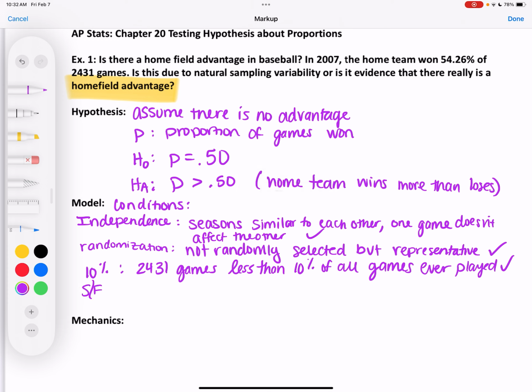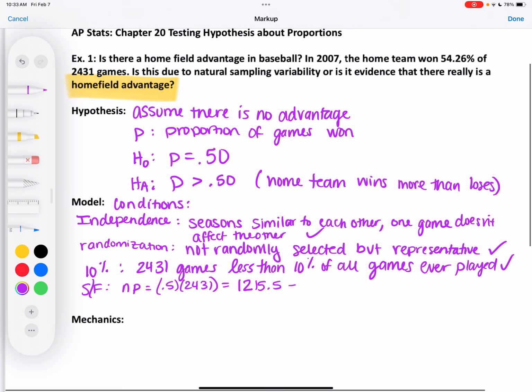Then success-failure: N times P is 0.5 times 2,431, which is 1,215.5. And N times Q is also going to be that, because we used the same numbers, 0.5, obviously. That's not a Q, that's a G. It's going to be the same thing. So both of these are greater than 10. So we're good. So we can use the normal model.